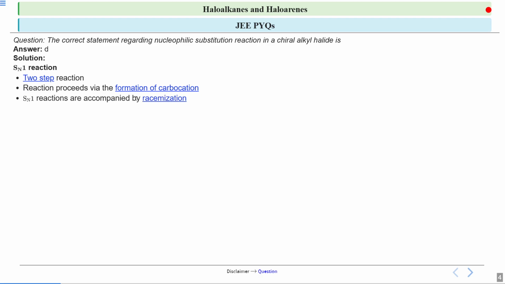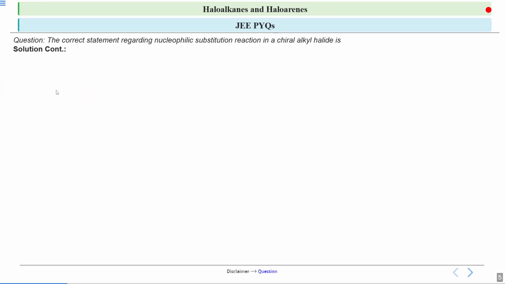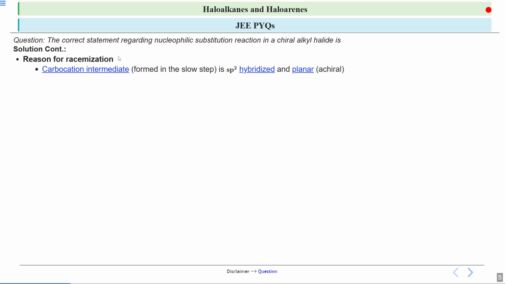SN1 reactions are accompanied by racemization. So in the SN1 reaction, racemization happens. How? So we will see that. Why does the racemization occur? What is the reason? The carbocation intermediate formed in the SN1 reaction in the first step, which is the slow step, is sp2 hybridized, and also the carbocation is planar. That means achiral in nature.